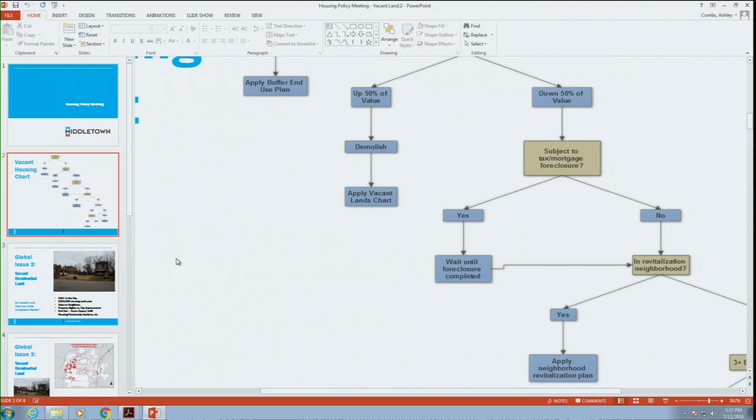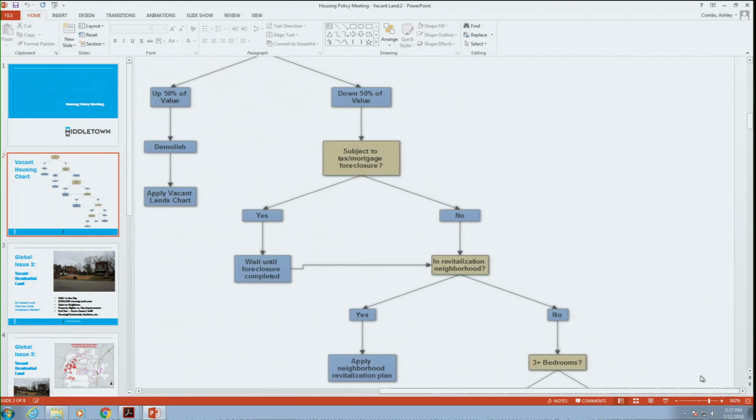Is it subject to either a tax or a mortgage foreclosure at this time? House is empty. Is it subject to foreclosure? If it is, we probably need to let that process work, whether we take it through the land bank or whether we let the mortgage company do their thing. It goes to sheriff's sale. We probably don't want to get in the middle of that process. If the answer is yes, wait for foreclosure and go on to the next one. If the answer is no, it's not subject to foreclosure, or it's been through foreclosure and the bank has it, then we go down to the next one.